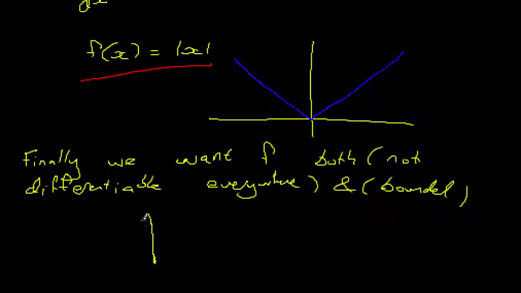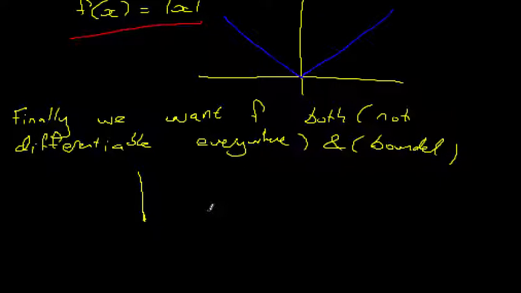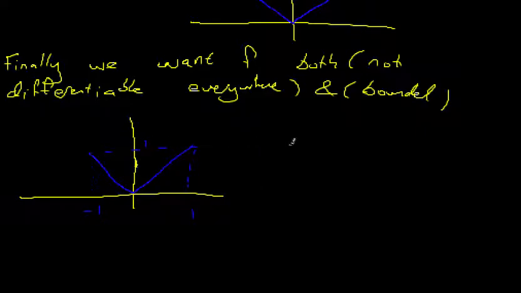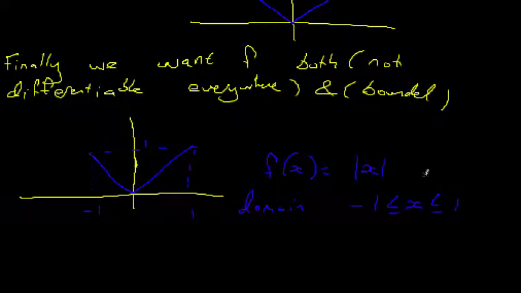So for example, let's combine both our ideas so far. This is -1, this is 1, this is 1, so this is a function f of x equals mod x with domain -1 less than or equal to x less than or equal to 1.